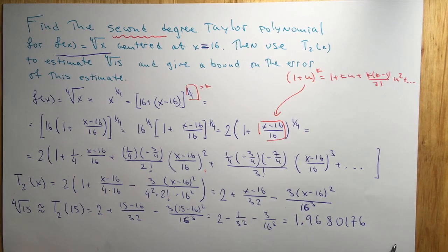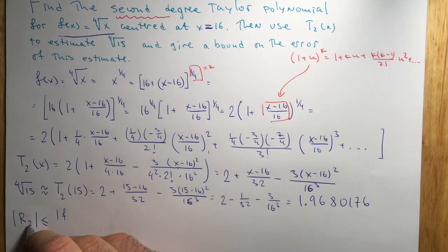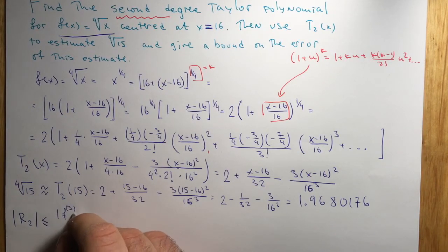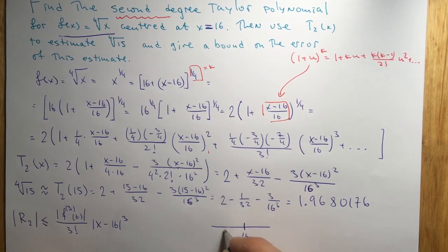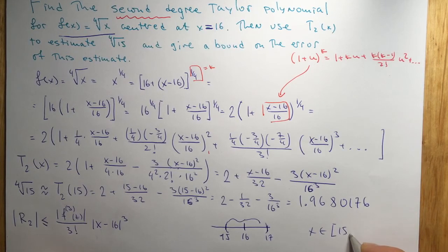Okay. So now the last thing it says, give a bound on the error of this estimate. So basically, if we have used the second degree Taylor polynomial, now we want to find the bound of the remainder, right? And we said that this is less than or equal to the absolute value of the derivative of the function. What derivative? If this is the second degree Taylor polynomial, this is going to be the third derivative evaluated at some value, over 3 factorial, times x minus the center, which is 16, to the power of 3. Now we have to find the bound on these two, right? Well, if the center is at 16 and I'm evaluating 15, x can run anywhere between 15 and 17.